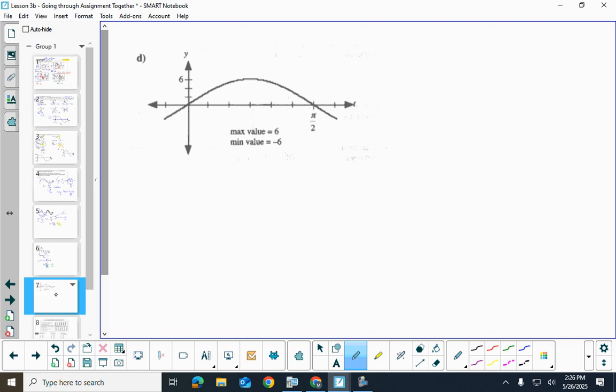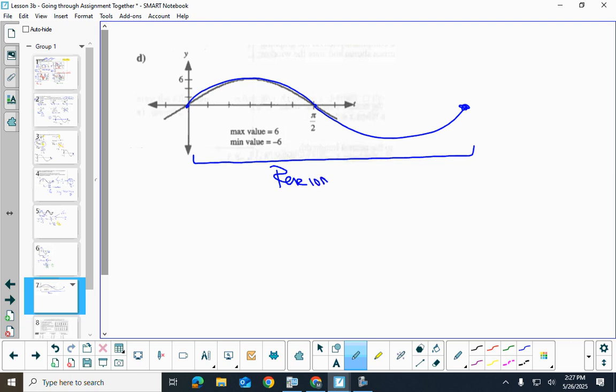Okay, hardest type of question we're going to huck at you with this concept. In order to do this question, you need to be able to see the full wave. They did not give you the full wave. They only gave you half of it. So you need to extend your picture out so that you see the full wave, because that is your period.